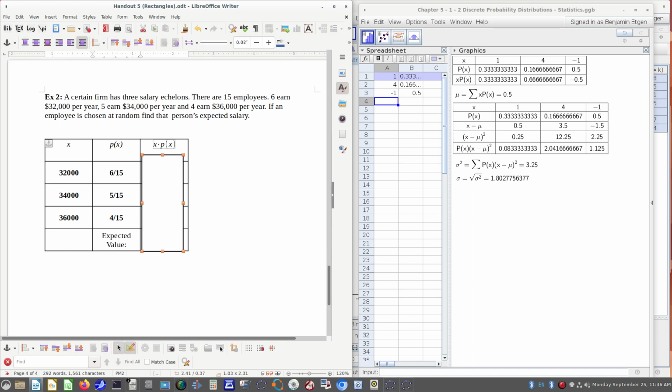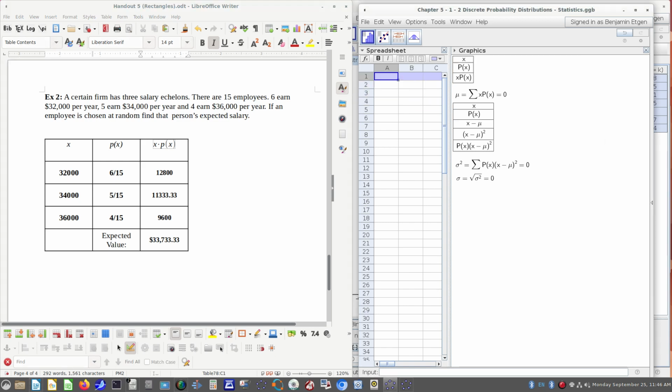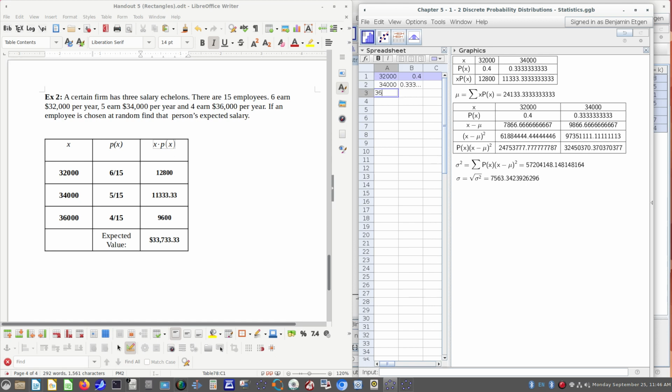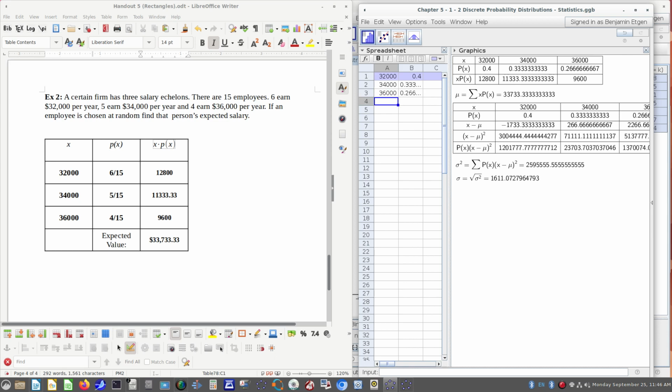Of course, we're going to do the same thing, multiply across and then add down. And we can do this in our application as well. So 32,000, and the probability of earning that is 6/15. 34,000, and the probability of earning that is 5/15. And 36,000, and the probability is 4/15. And we can see that the expected salary, the average in that case, the weighted salary or the expected value, is $33,733.33.